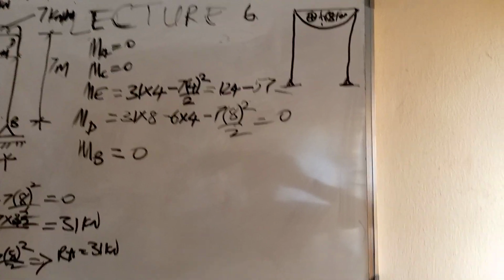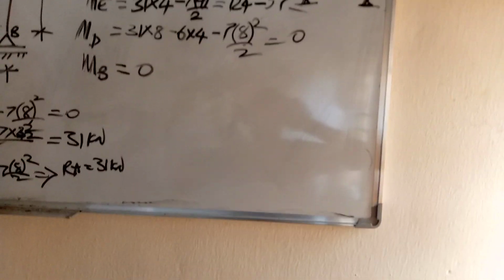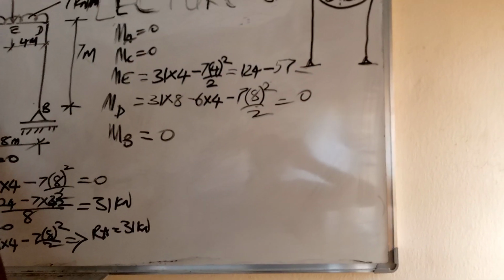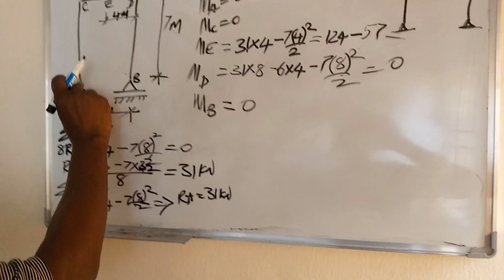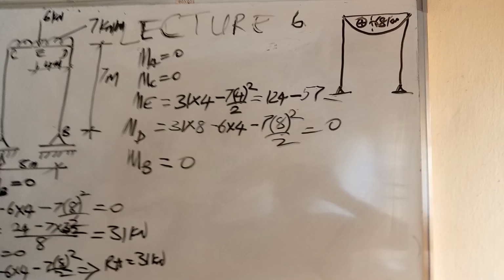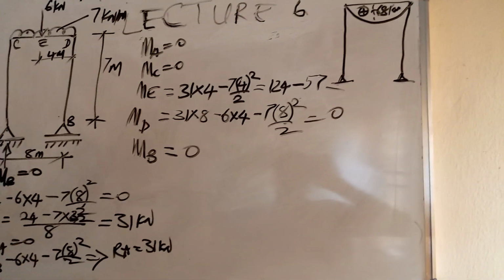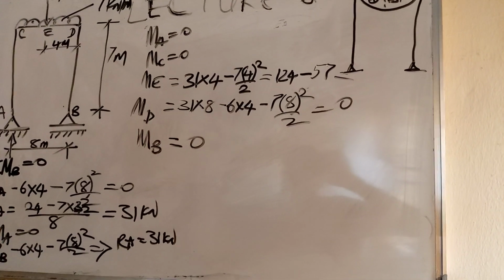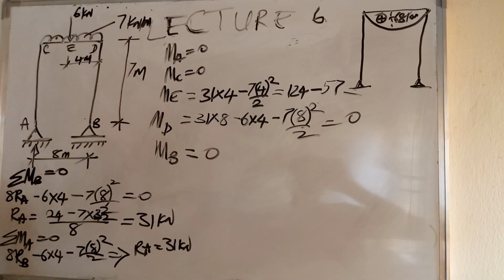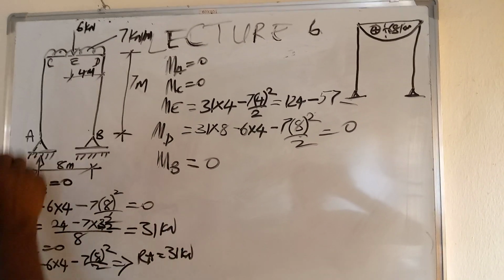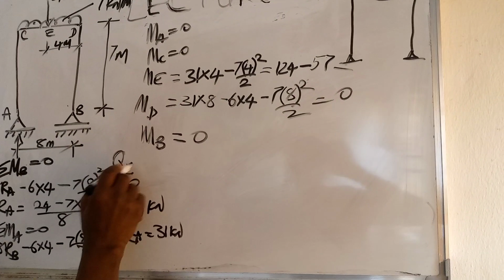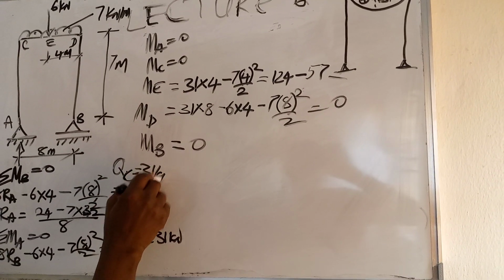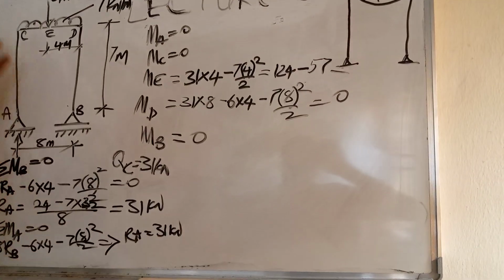Then talk of shear force. Along AC, because there's no horizontal force across AC, shear force will not be generated. But from D, shear force will be equal to shear force at C, which is 31 kilonewton. That's the value of reaction A.